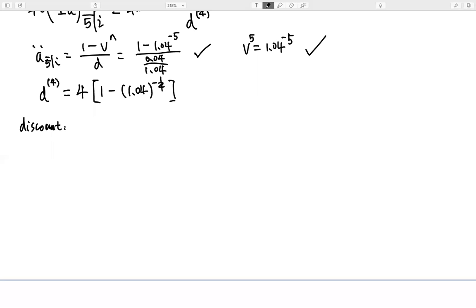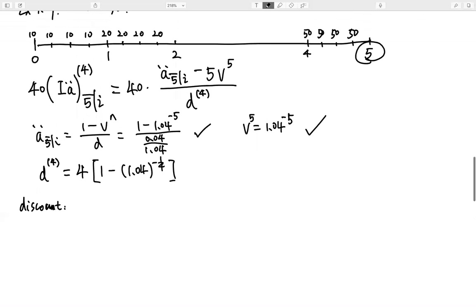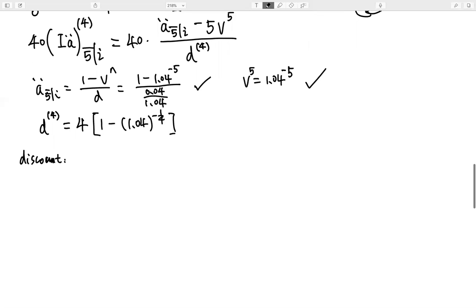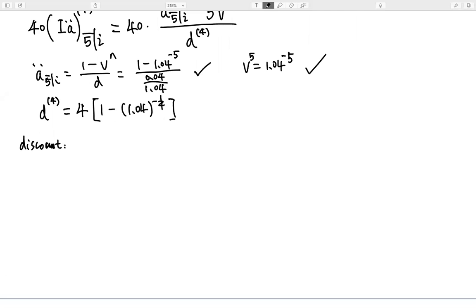Of course, from here you can also calculate the future value. Once you know the present value, you can easily calculate the future value. All you need to do is times by 1 plus I to the nth, and here our I is 4%, so 1.04 to the fifth will give you the accumulated value. So we use the rest of the time of this lecture to briefly recap what is the meaning of D.